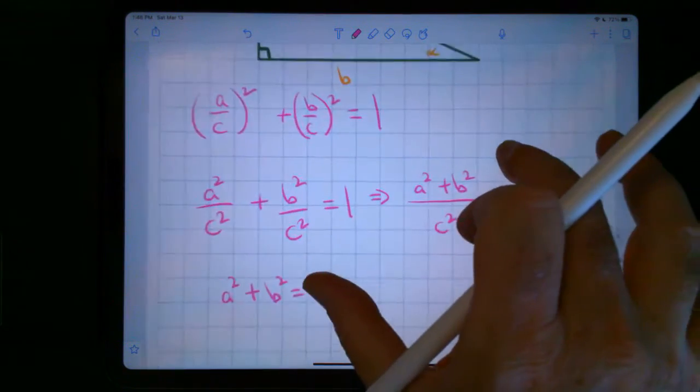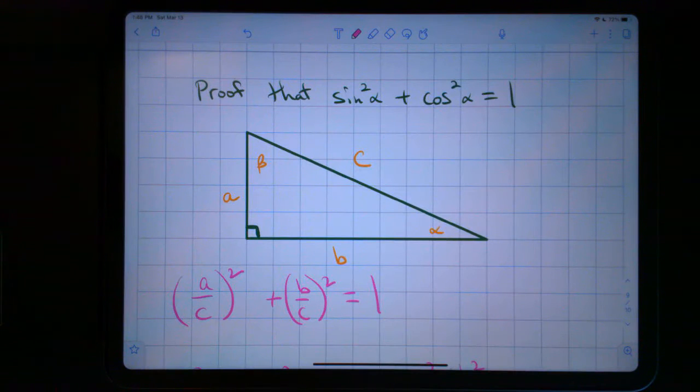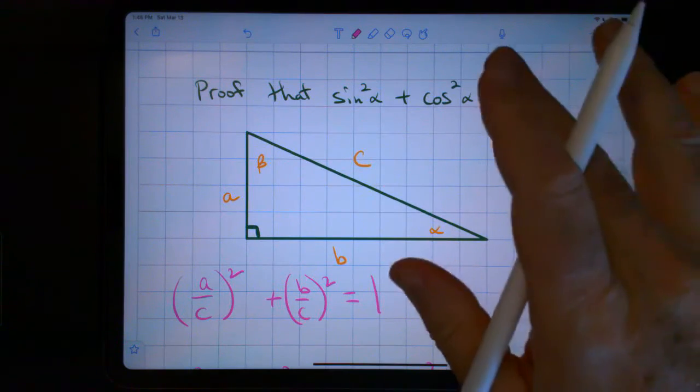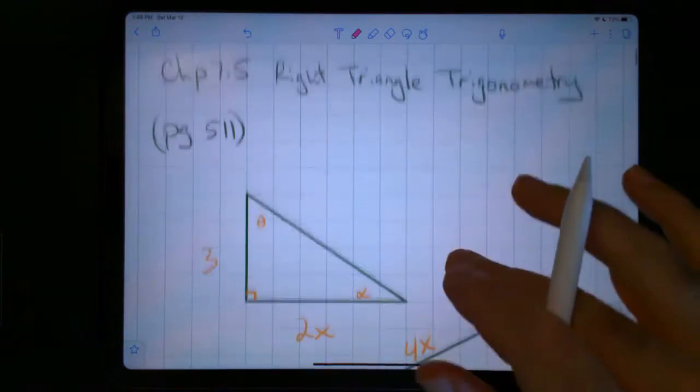Okay. This is the fundamental identity of trigonometry. Sine squared alpha plus cosine squared alpha equals 1. We will use this a lot. Let's go to solving some problems.